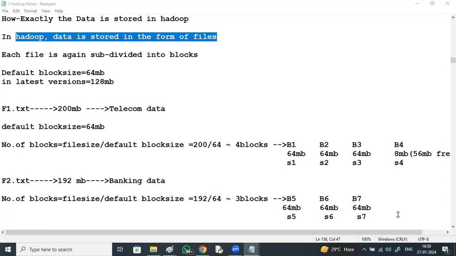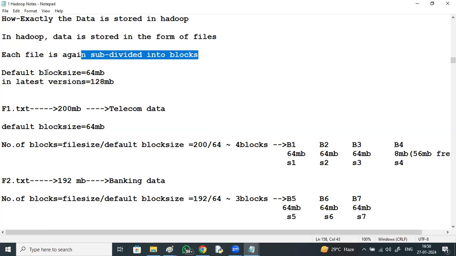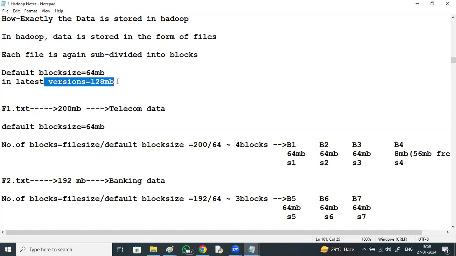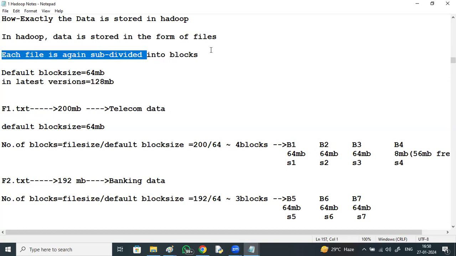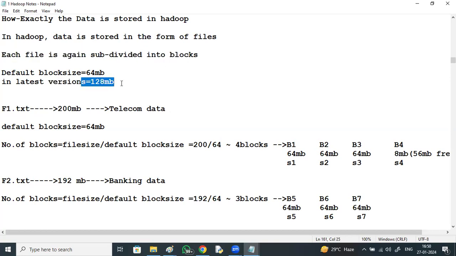Each file is again subdivided into blocks. The default block size is 64 MB, but in the latest version it is 128 MB. Which means if you have a file, it is divided into blocks. The default block size is currently 128 MB or 64 MB, anything, right? Assume you have an f1.txt file.